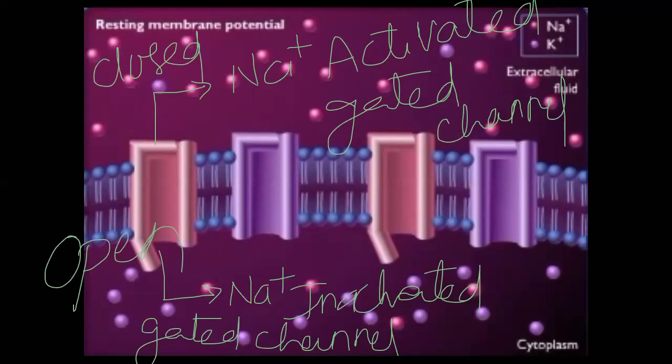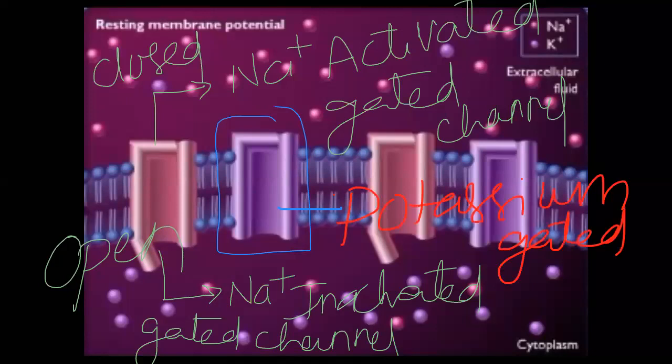What is left over? The potassium gated channel, this one. This potassium gated channel is closed. Potassium gated channel is closed. This is the potassium gated channel. Okay, so that is voltage gated channel. No matter, at least you need to understand that flow. So this is the condition during resting membrane potential.